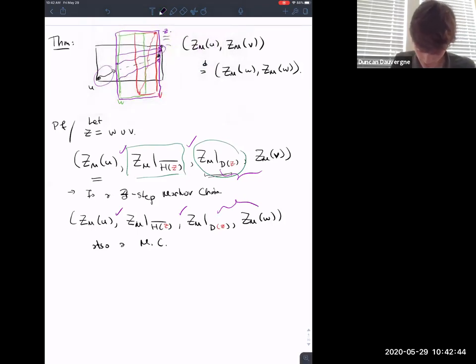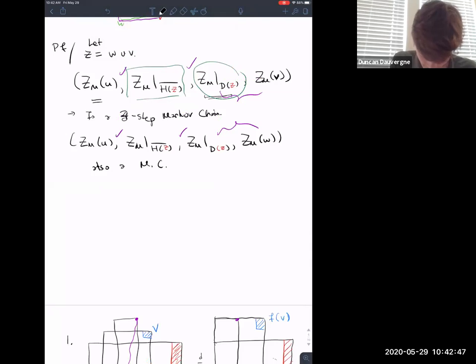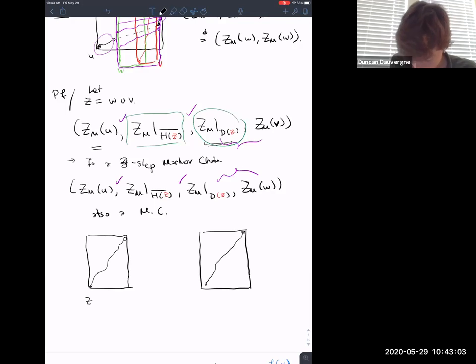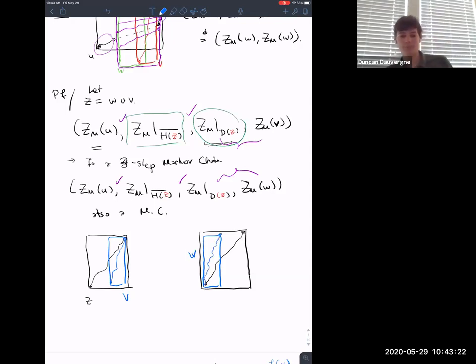So let me redraw this to make it a bit clearer. So this will be my Z. I'll draw it twice. Zm restricted to D of Z, this is basically things that go diagonally across Z. And I can draw in V and W. So V looks like this. And W looks like this. So I care about that value. And I care about this value.